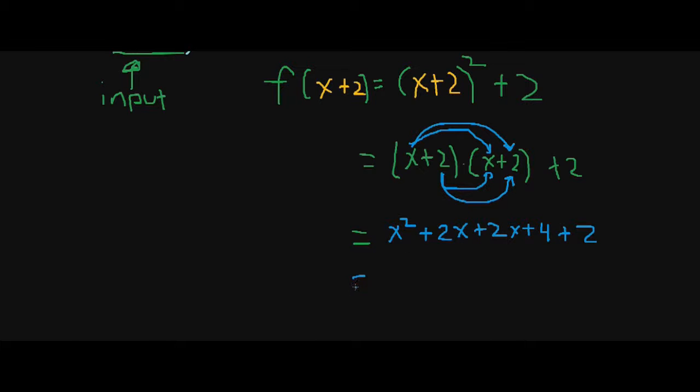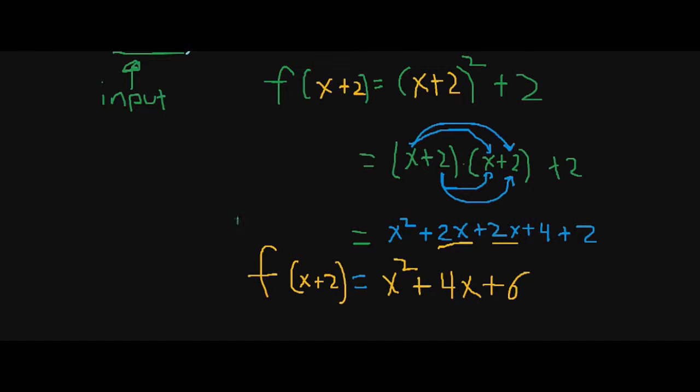We simplify this and combine like terms. I only see one x squared, so x squared stays here, plus, and we have 2x plus 2x. They're like terms, so I'm going to combine those. 2x plus 2x is just 4x. And then plus, finally, 4 plus 2, combining like terms. So our final solution, f of x plus 2, is just x squared plus 4x plus 6.